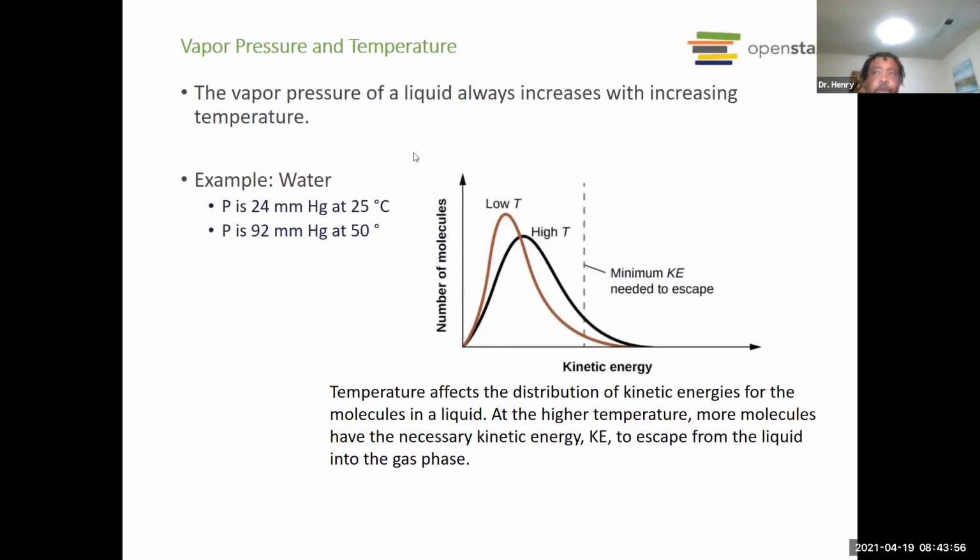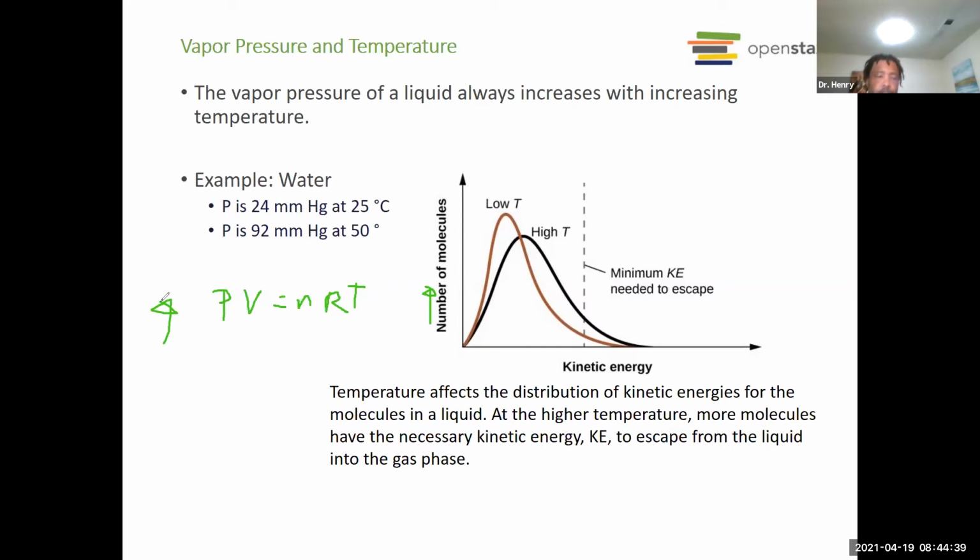So if we increase the temperature, we can adjust the vapor pressure, right? The higher the temperature, the more vapor you're going to have. So this is an example for water. At 25 degrees, the vapor pressure is 24 millimeters of mercury, but at 50 degrees, it's going to be 92 millimeters of mercury. That makes sense generally because we know that PV equals nRT, so if we increase the temperature, we're going to increase the pressure, right?